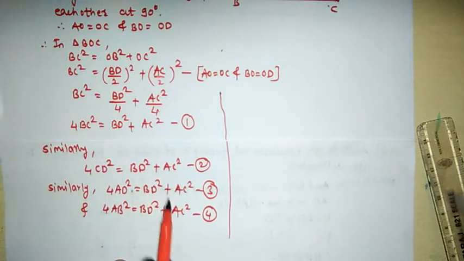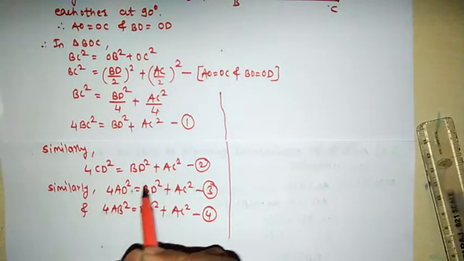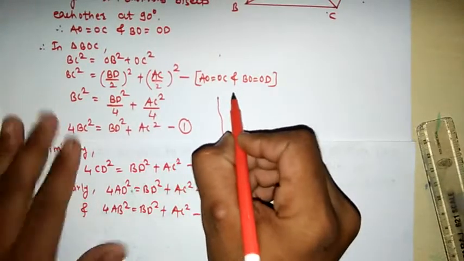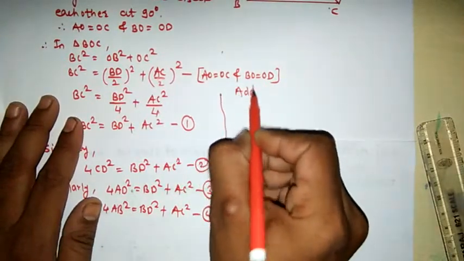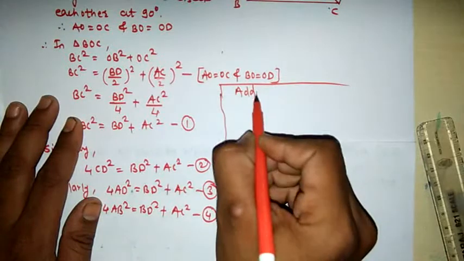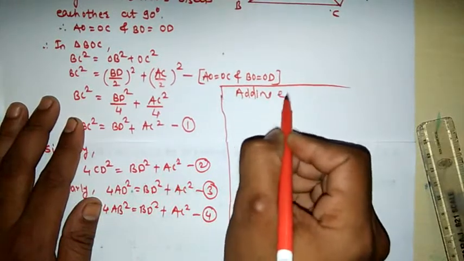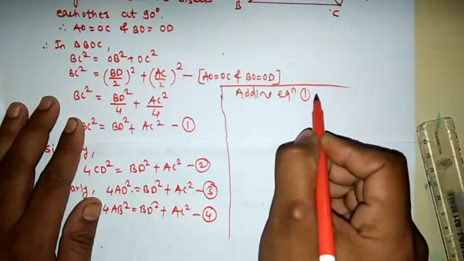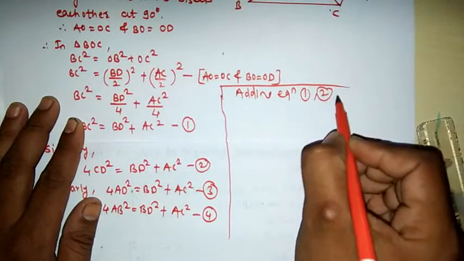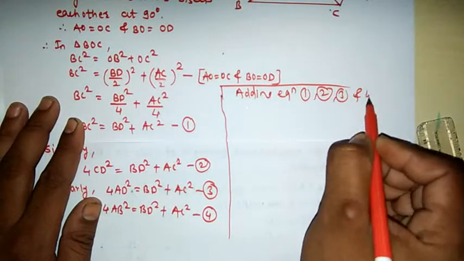What we have to do in this? We have to add all these equations, that is, adding equations 1, 2, 3, and 4. I will write here better. Adding equations 1, 2, 3, and 4.